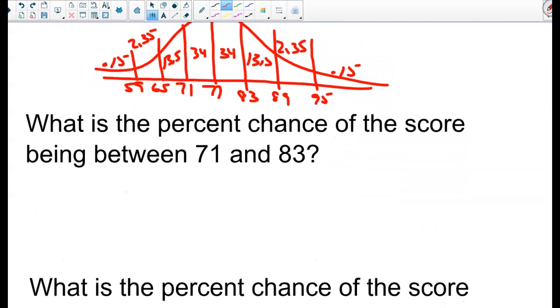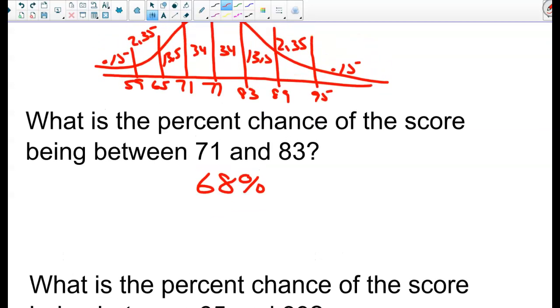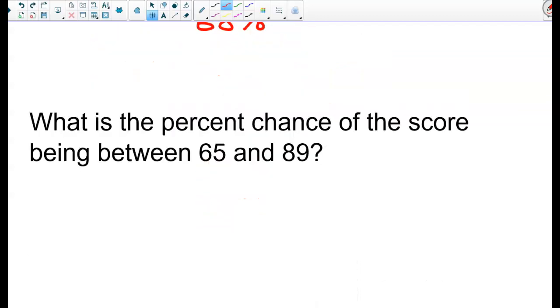Now, from your review, I changed the numbers a little bit. What's the percentage chance between 71 and 83? It's 68%. What's the percent chance I'm not between 65 and 89? Well, 65 to 89 is 95%. So I have a 5% chance of not being in that range.